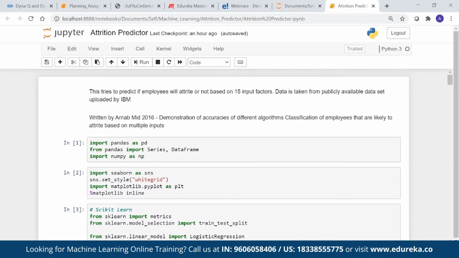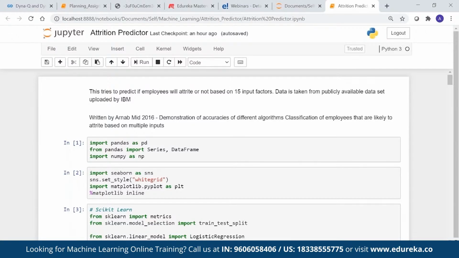learns about the situation. Okay, so what I'm trying to do is predict if specific employees will attrite or leave the company based on certain inputs, based on 15 input factors, and I'll show you the data set. This data set is publicly available and it was uploaded by IBM. So this data set was probably part of some of their studies, and later they would have done something more sophisticated, so they allowed this data set to go public. Of course, they have removed the names and all that.